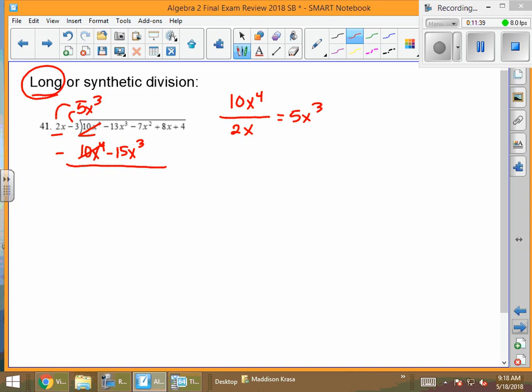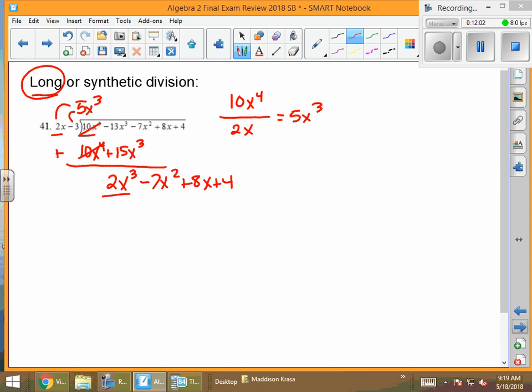And then if we look at this next one, it's negative 13 minus a negative 15. Right here, this is like addition now. So we get a positive 2x cubed. And we bring down the rest of the terms. And that's really one cycle of long division. So from here, we do the exact same thing over again.